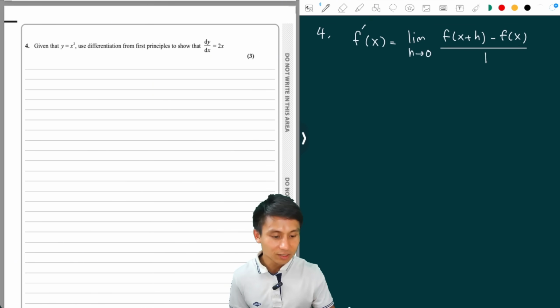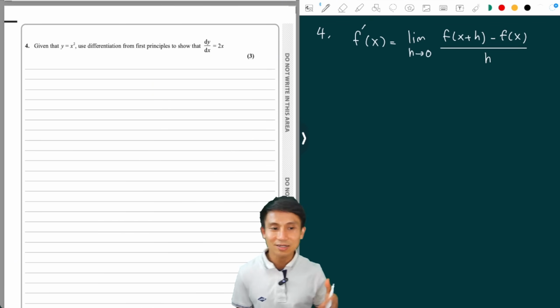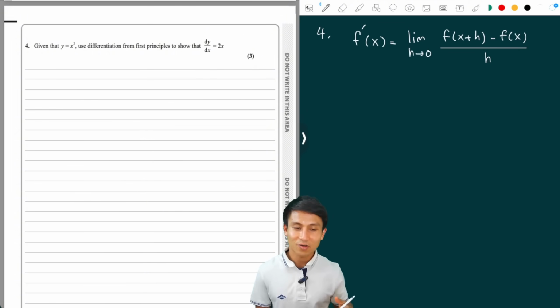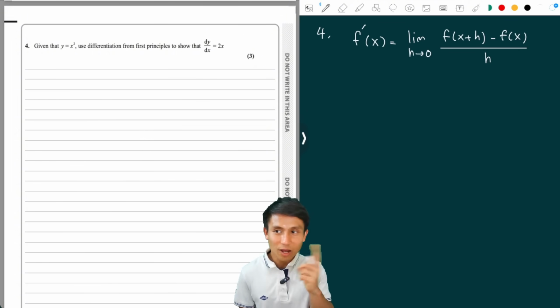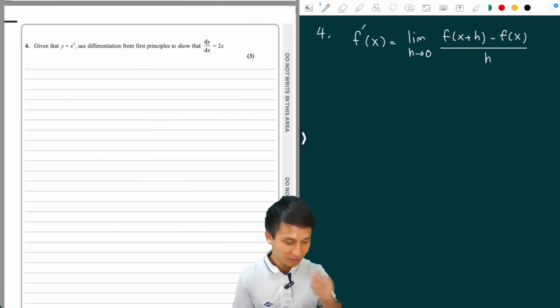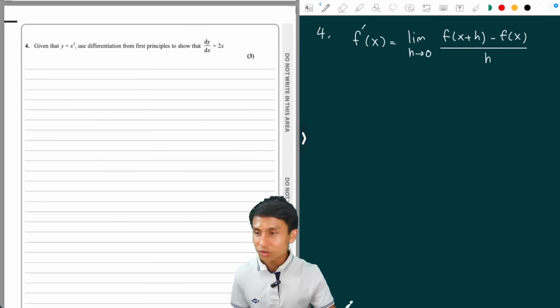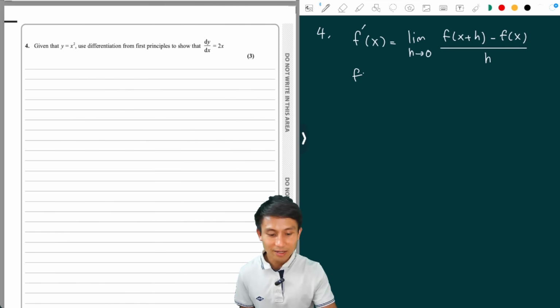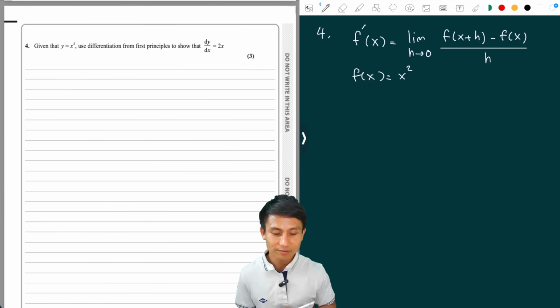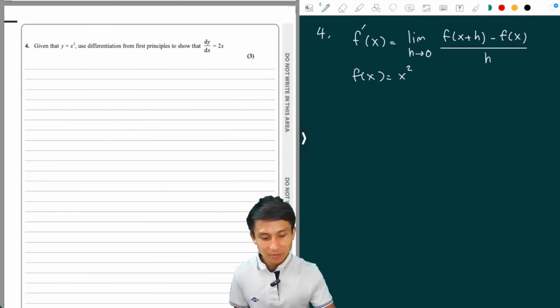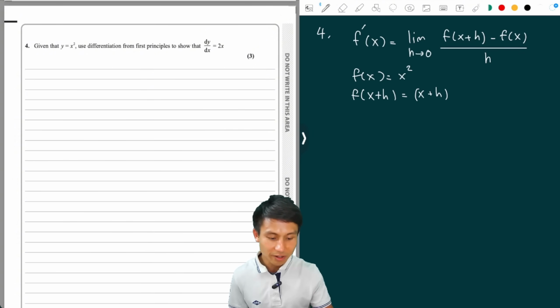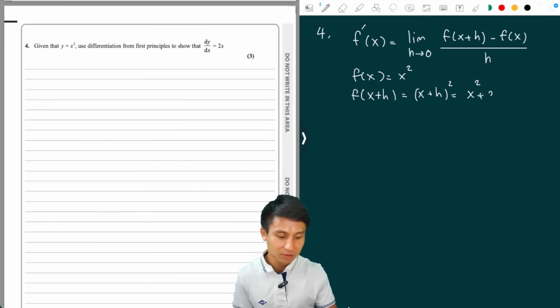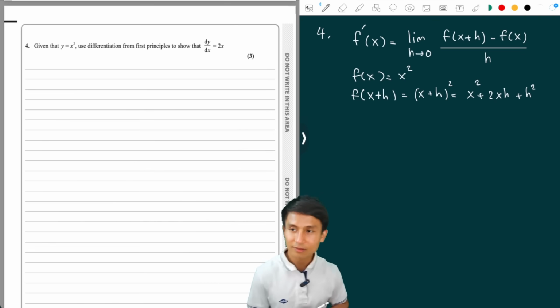So as you can see, this function is actually finding the gradient of the curve. It's doing delta y there on the top, and the h is just the delta x basically, right? Okay, so we're just going to substitute in, and in this case f(x) would be x squared. So that means f(x plus h) would be (x plus h) squared. So that is x squared plus 2xh plus h squared. All right.